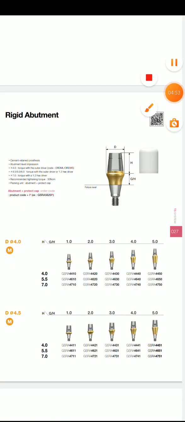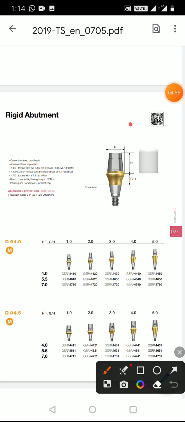With a rigid abutment, you will get this kind of protection cap that is used for an abutment level impression. You just have to place this cap above the rigid abutment, and then take the impression. So this rigid abutment is used only for abutment level impression, and the prosthesis is always cement retained. So where exactly to use the rigid abutment? The rigid abutment is suitable for single tooth replacement.